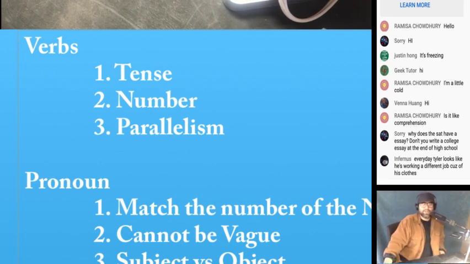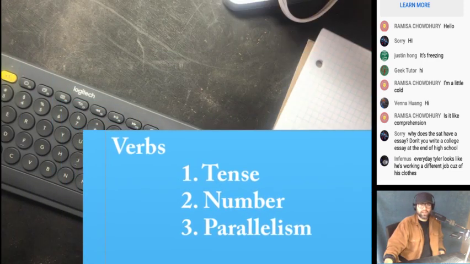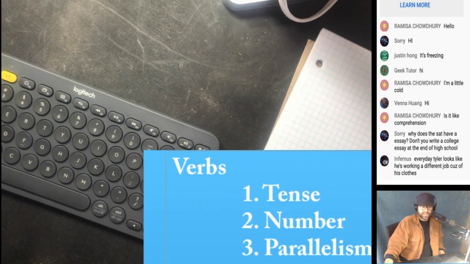So these are what we're looking at. Parallelism, very easy. Swimming, jumping, running. You wouldn't say swimming, jumping to run. All right, so that's it. So if you look at your answer choices and you notice that they're all verbs and that the verbs are changing, something like this.